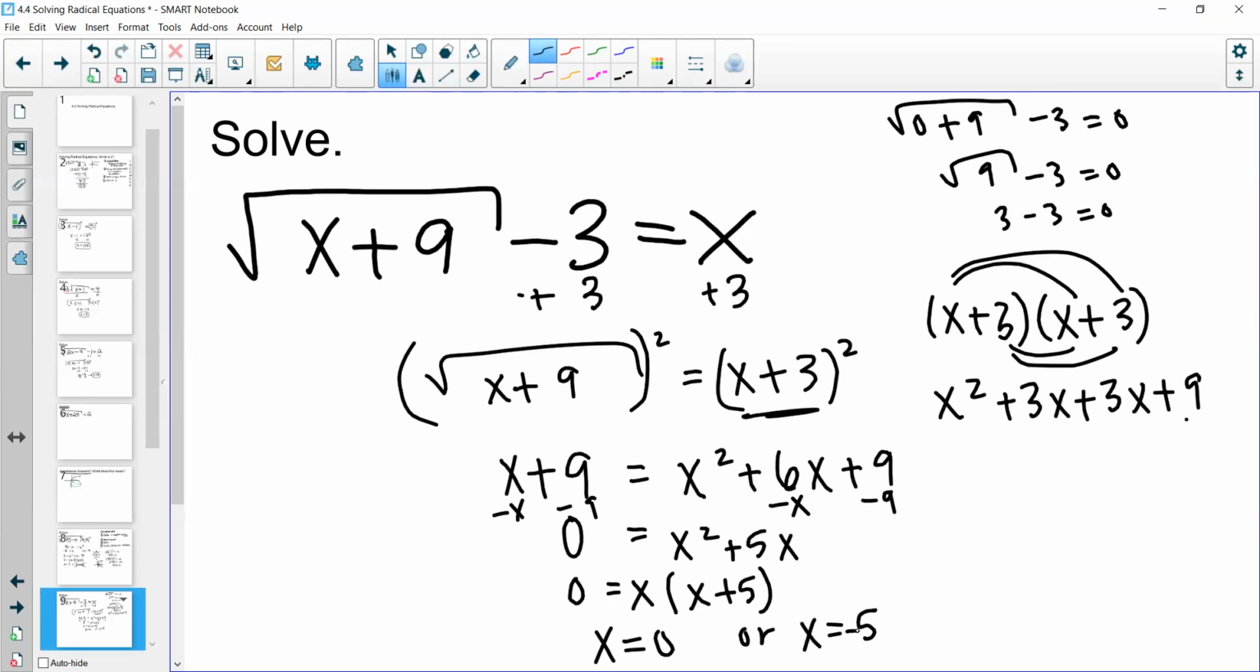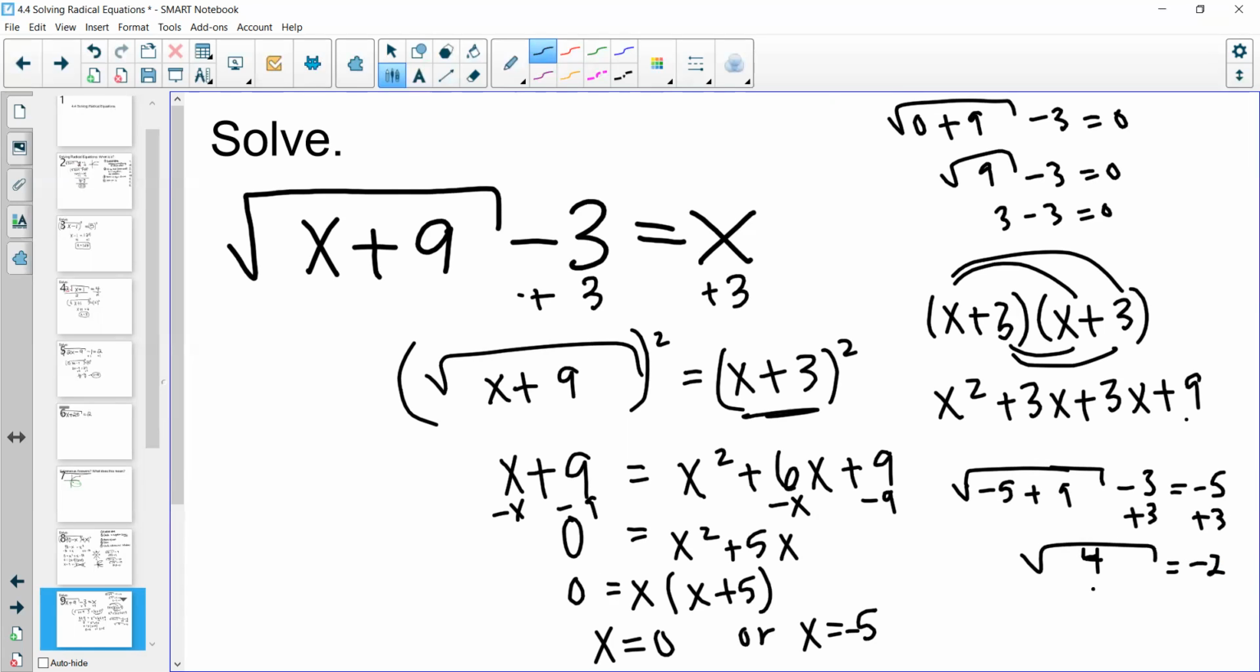Okay, the next thing we want to do here is actually check this next solution by checking our -5. So I'm going to put a -5 in here. The square root of -5 plus 9 minus 3 equals -5. Now I can add 3 to both sides here, but we still end up getting the square root of -5 plus 9, which is 4.